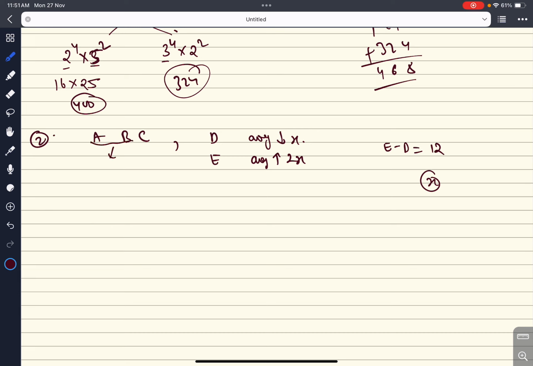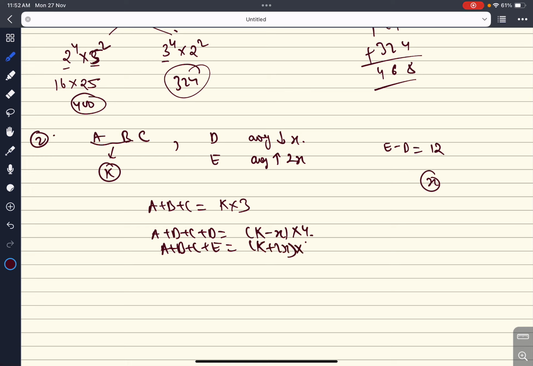Suppose the average of A, B, C is k. So A plus B plus C can be written as k into 3, very obvious. Now when D is added, the average decreases by x, so A plus B plus C plus D is (k minus x) into 4, as the number of people is now 4. Whereas when E gets added, the average increases by 2x, so it is (k plus 2x) into 4. Now subtract equation 1 from equation 2. So what will we get?